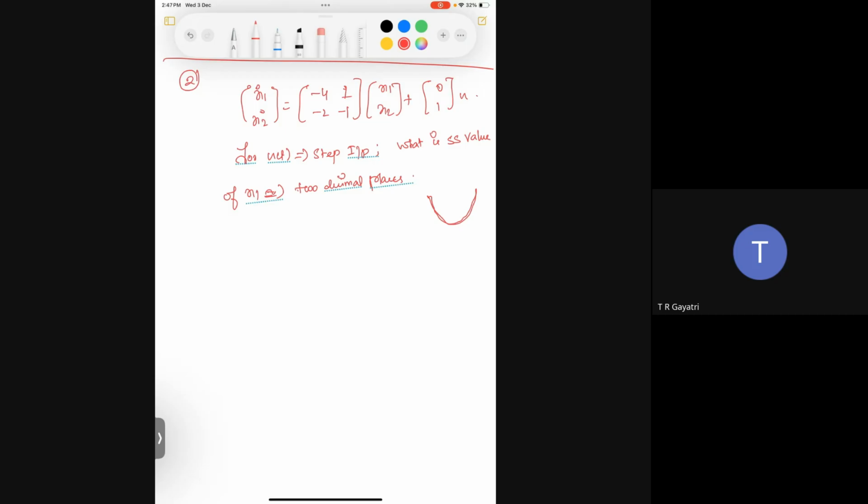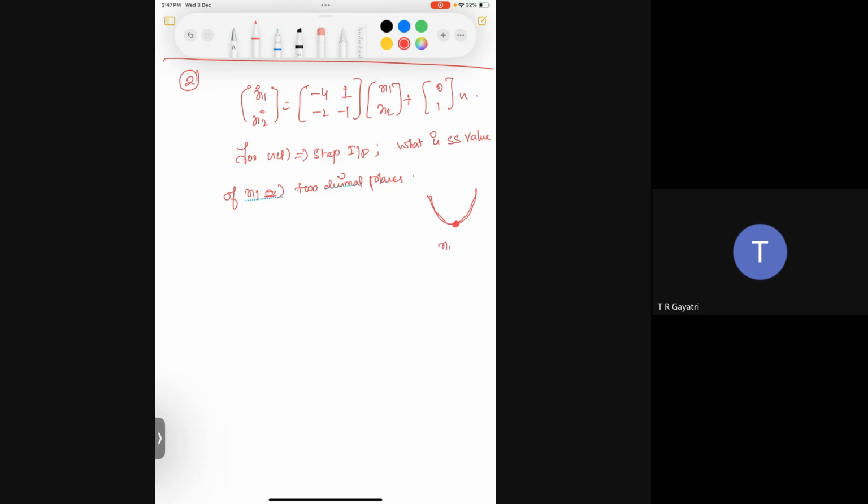What do we call it, steady state here? The equilibrium. Equilibrium is the steady state value of that. So for the equilibrium, we have seen the intuitive reason behind it, why we are equating to zero, right?